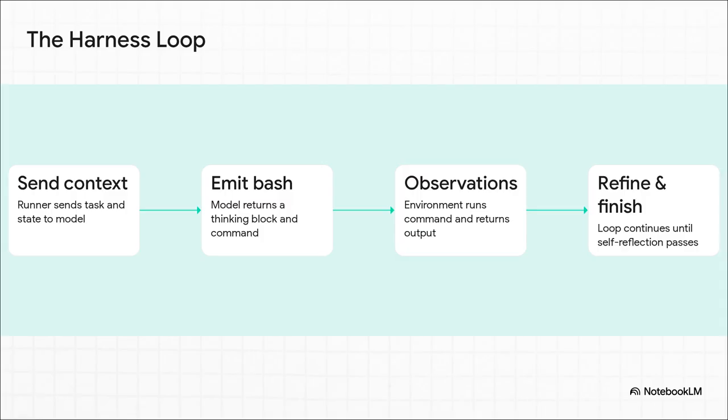Step 1, the runner sends the context to the model. That includes the task, the current state of the workspace, and any recent observations. Step 2, the model emits bash. Basically, it returns a block of thinking and a shell command, often writing little scripts to explore web pages. Step 3, the environment runs that exact command and hands back the terminal output, the logs, or even error tracebacks if something went wrong. And finally, Step 4, refine and finish. This loop just keeps spinning, repeating these steps over and over until the task is absolutely nailed.